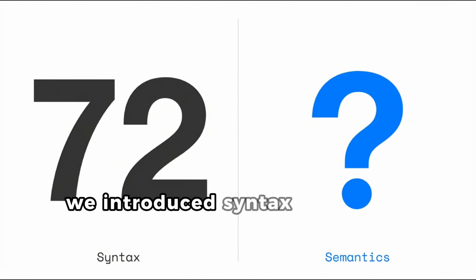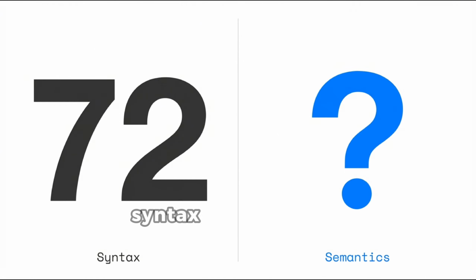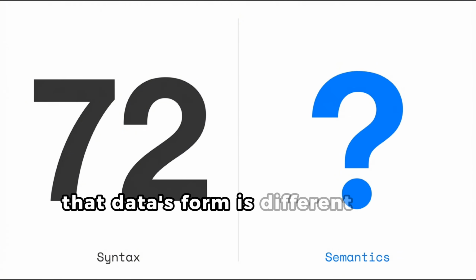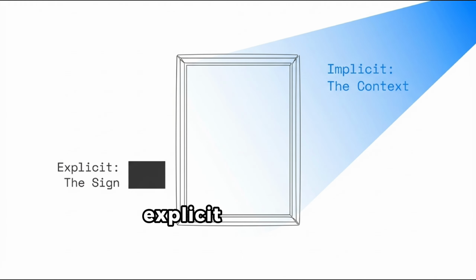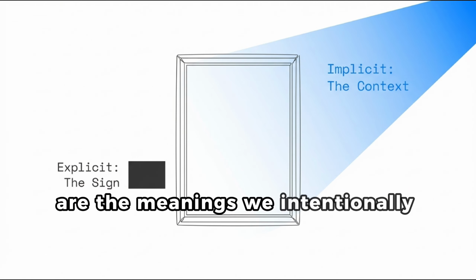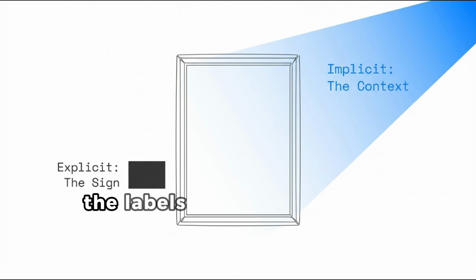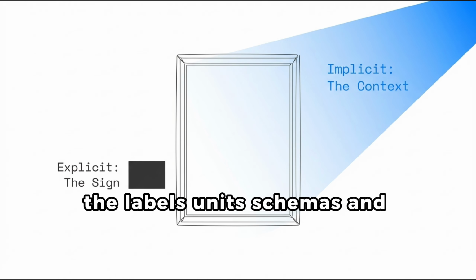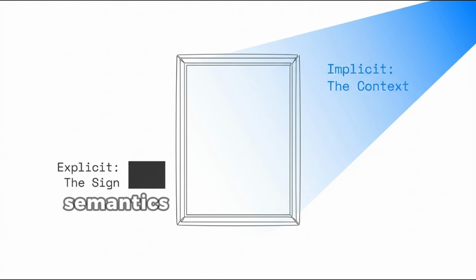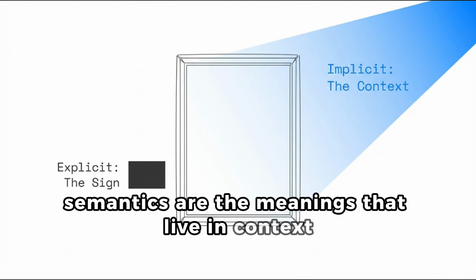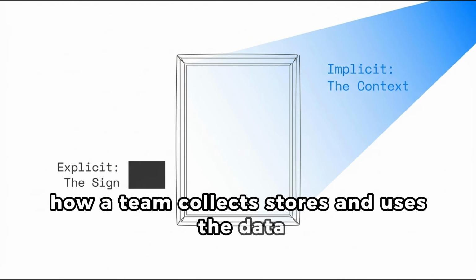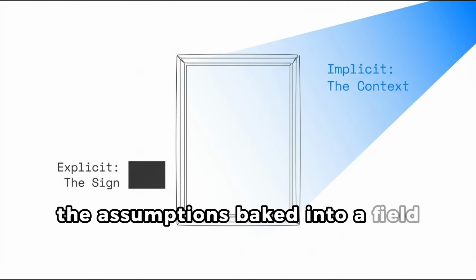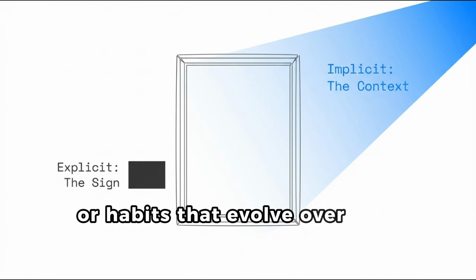We introduced semantics in the last video, syntax versus semantics, the idea that data's form is different from what it stands for. Now let's zoom in. Explicit semantics are the meanings we intentionally attach to data: the labels, units, schemas, and documentation. Implicit semantics are the meanings that live in context: how a team collects, stores, and uses the data, the assumptions baked into a field, or habits that evolve over time.